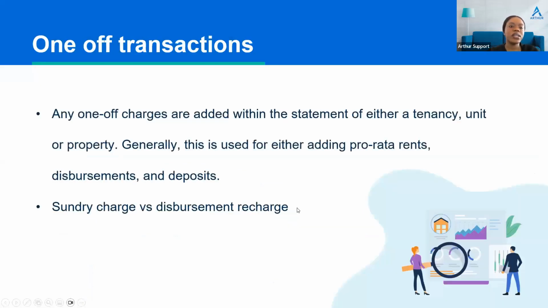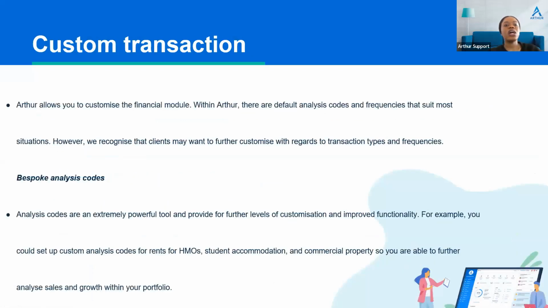Okay, so I did explain the sundry charge and disbursement charge. Now, custom transaction. Arthur allows you to customize the financial module. With Arthur, there's a default analysis code and frequencies that suit most situations. However, we recognize that clients may want to further customize with regards to transaction types and frequencies as well.